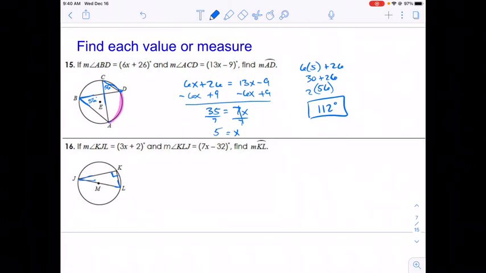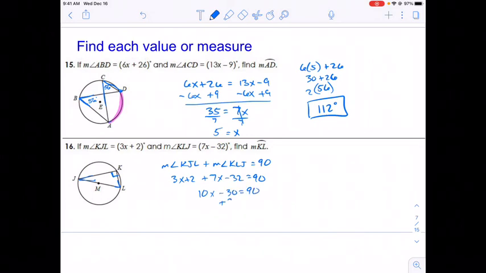So what we can do here is say the measure of angle KJL plus the measure of angle KLJ is equal to 90. So if we add these together here, we're going to get 3x plus 2 plus 7x minus 32 equal to 90. So we have 10x. This is going to give us a negative 30. Add 30. 10x is equal to 120. Divide by 10, and x is equal to 12.